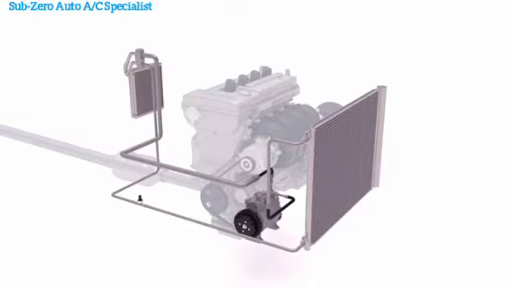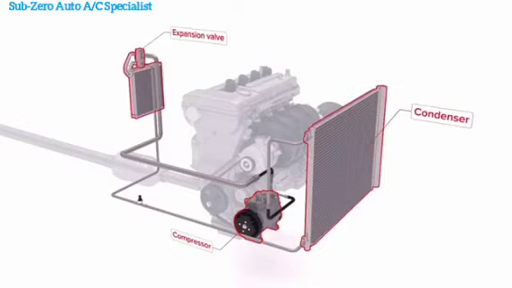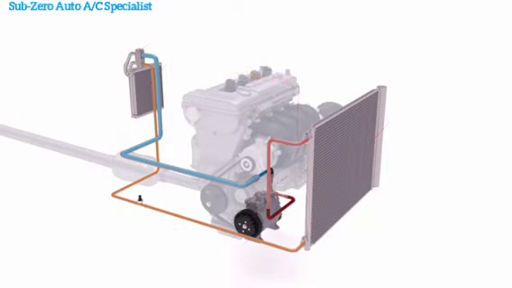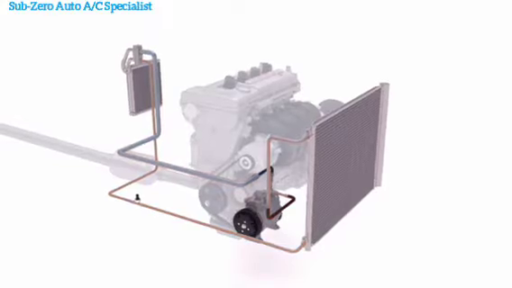The main components of an air conditioning system are the compressor, the condenser, the expansion valve, and the evaporator. The refrigerant used to absorb the heat in most air conditioning systems is known as R134a. But since January 2017, new car air conditioning systems must use R1234yf for environmental reasons.